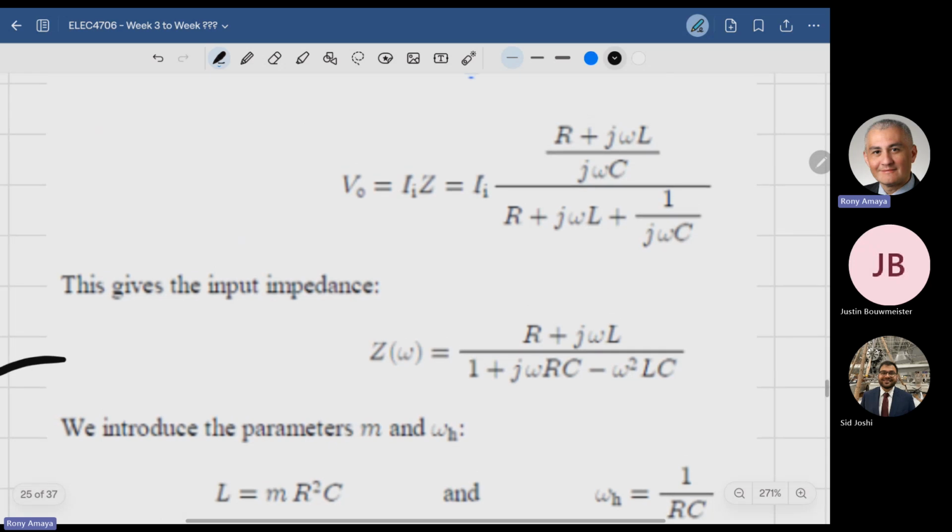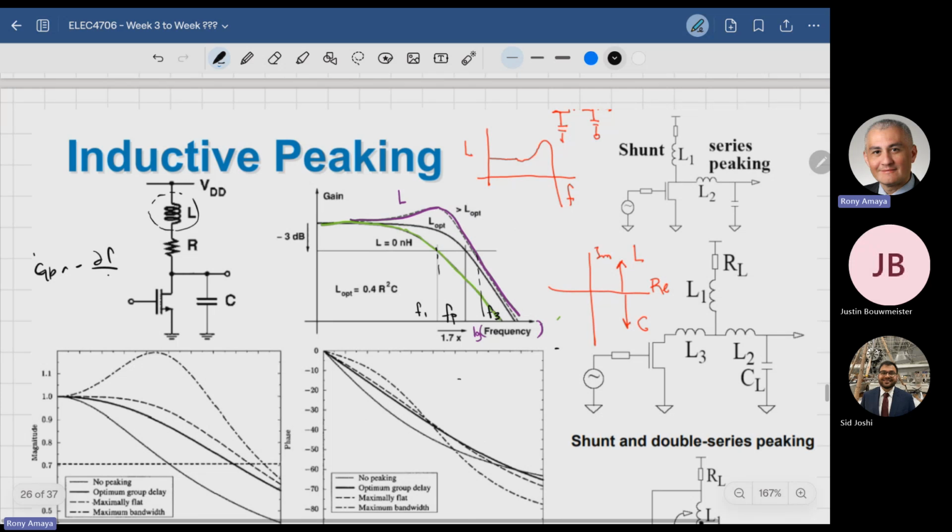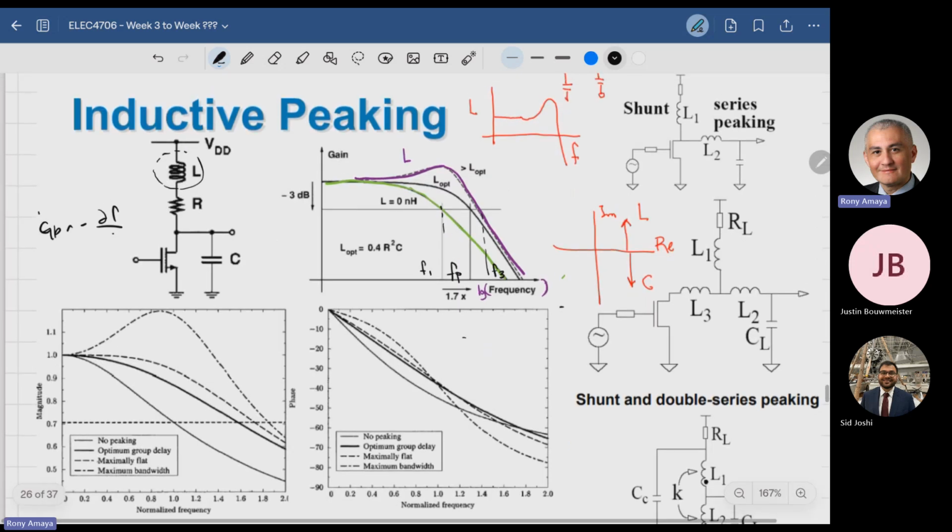Now, here's the deal. That gives me an input impedance Z as a function of omega of R plus j omega L over 1 plus j omega RC minus omega squared LC, right? Second order. But if we were to introduce parameters L equal to M R squared C, and the highest frequency or the bandwidth improvement as 1 over RC, plug it back in there and show that M can actually be controlled as a function of L. That's really what it is. So I'll let you sit with that for a little while and then see if that helps.